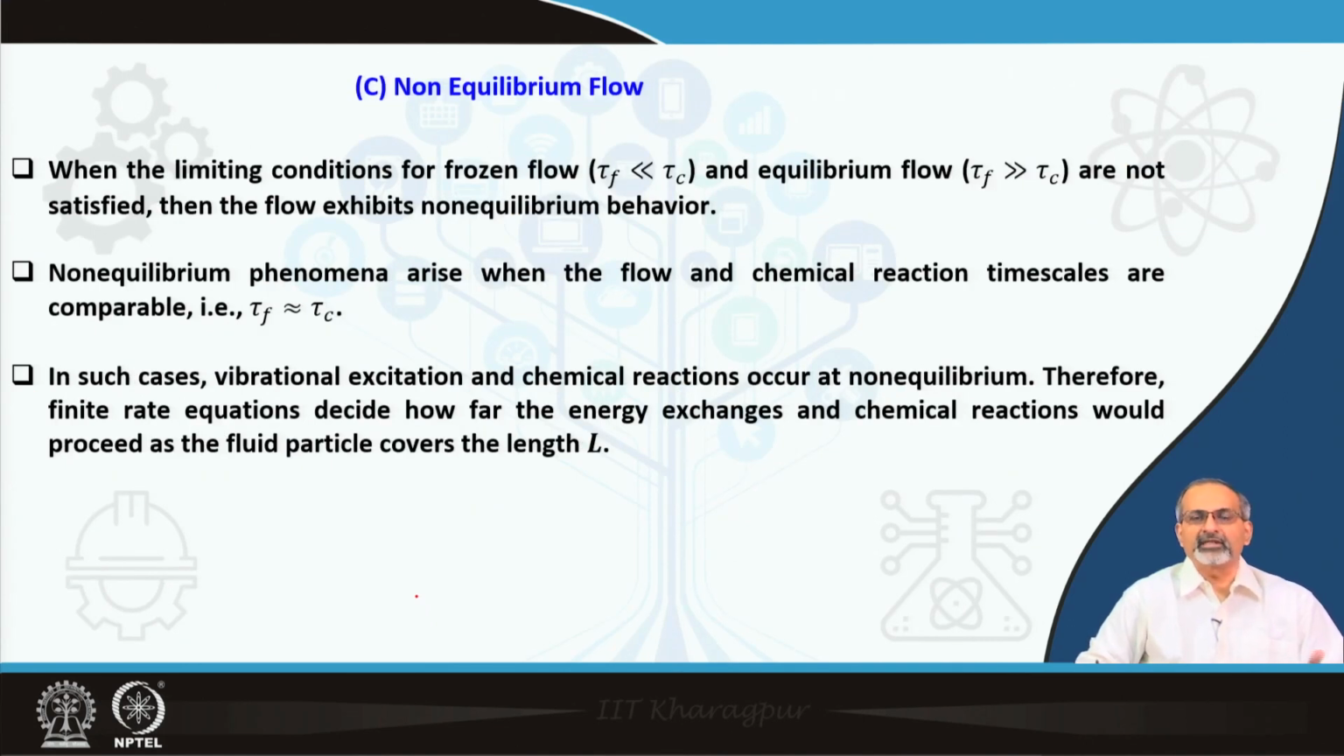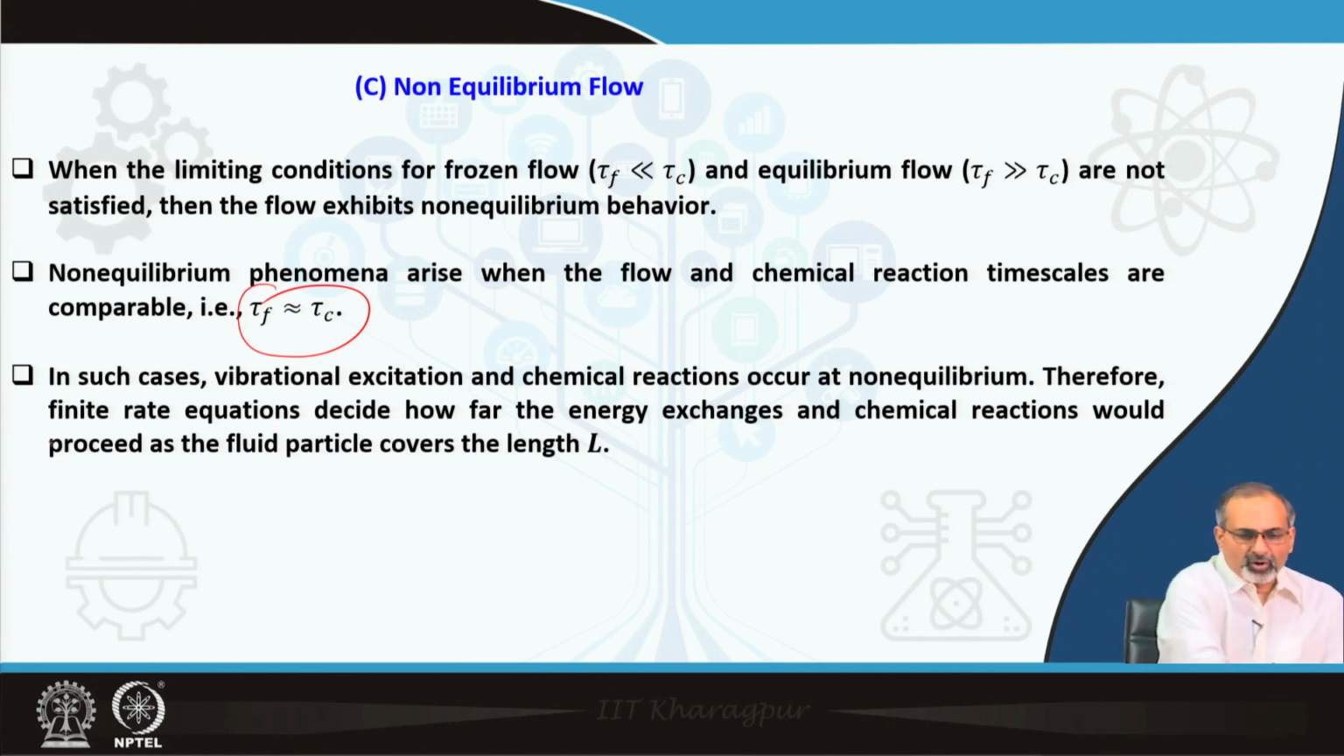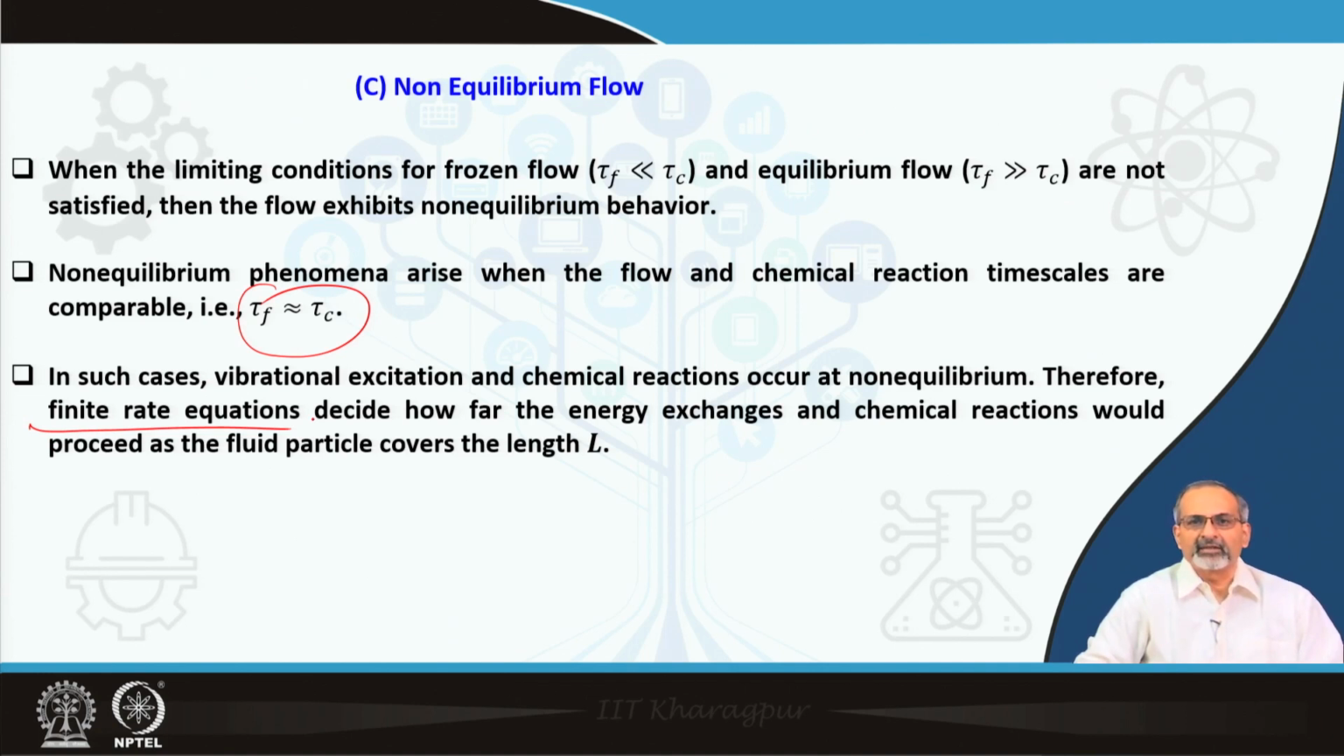Non-equilibrium therefore falls in the corridor in between, which is essentially a very wide corridor, and that basically means the tau f and tau c become comparable, and in such cases the vibrational exchanges and chemical reactions occur at non-equilibrium, and therefore, we are talking about finite rate equations which would decide how far the energy exchanges and reactions would proceed as the fluid particle covers the length L.